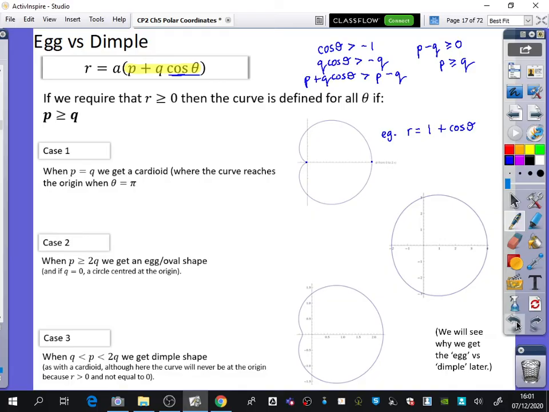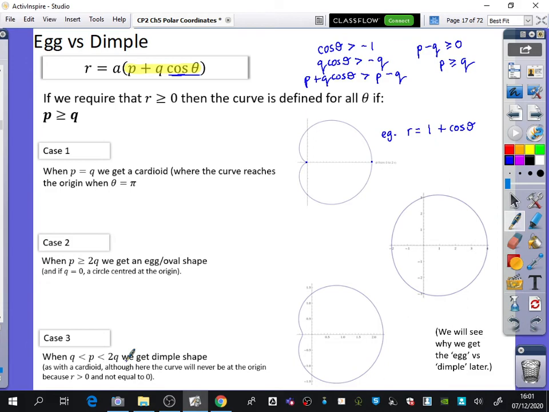If you ever see something that looks like it's in this form, yes, we know it's going to be one of these, but you've got a graphics calculator. Plot it. Just type it into the graphics calculator. Know that there are a few different scenarios that you can have: cardioid, egg, dimple. Later on, we'll prove why you get this egg and dimple shape and why it is to do with these different restrictions that we've got here. And that will be when we do differentiation with this as well.